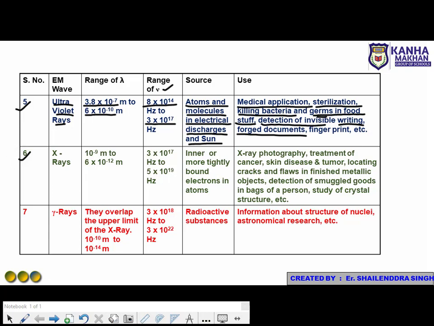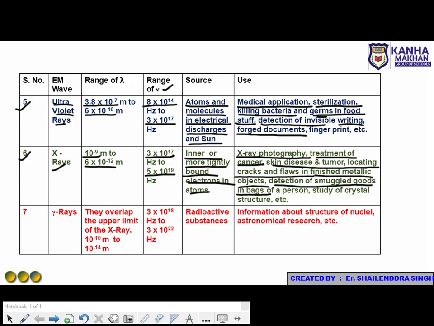And next, the second last, is the X-ray, 10^-9 meter to 6×10^-12 meter, and the frequency range is given here as 3×10^17 hertz to 5×10^19 hertz. And how is it produced? Inner or more tightly bound electrons in the atom produce X-rays. And you know, X-ray is a very common name. Uses: X-ray photography, treatment of cancer, skin disease and tumor, locating cracks and flaws in finished metallic objects, detection of smugglers' goods in bags of a person, and study of crystal structure, etc.